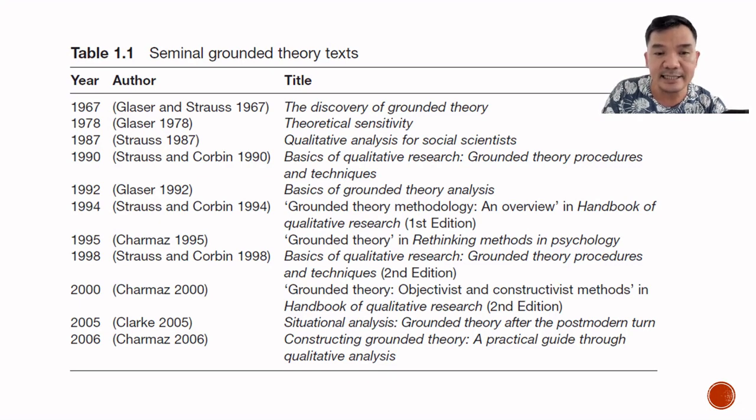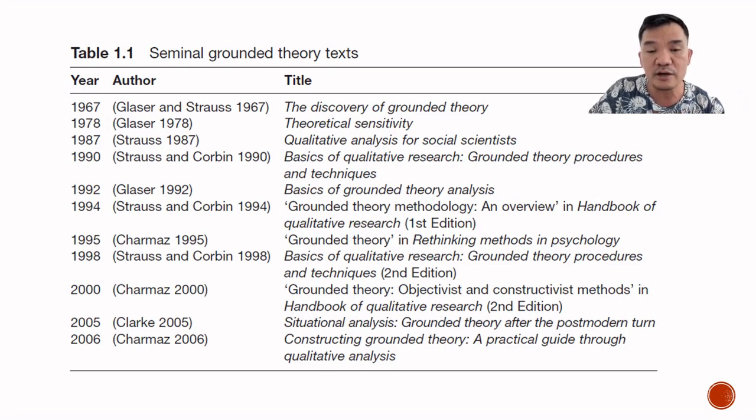Then it was followed by Theoretical Sensitivity by Glaser again. Again, there is Qualitative Analysis for Social Scientists, which Strauss started. Actually, Strauss is the advisor of Glaser. Glaser at that time is the student, and the advisor of Glaser is Strauss. But Strauss is more on qualitative analysis. So his interpretation of grounded theory is actually defining it as a qualitative research for social scientists.